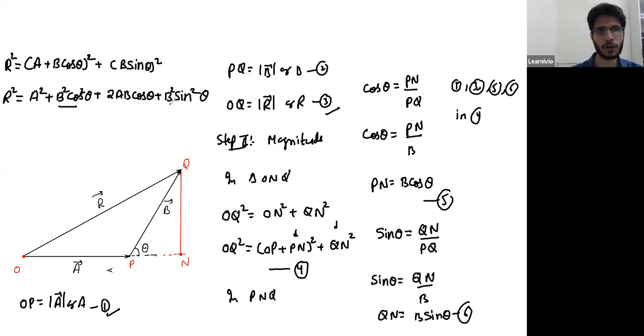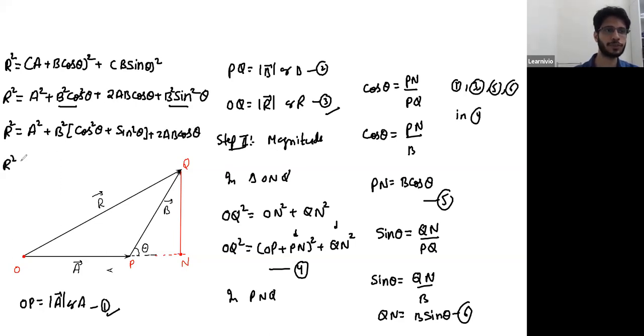So here B square cos square theta and B square sine square theta, you can take B square as common. If you take B square as common, this is A square plus B square times cos square theta plus sine square theta, plus 2AB cos theta. So if you can remember, the steps are exactly same as that of parallelogram law. This cos square theta plus sine square theta is 1.